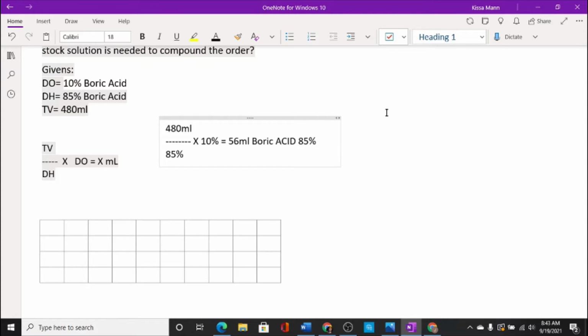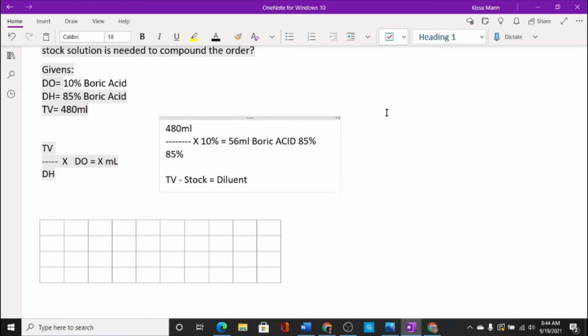Now to determine how much diluent is needed, because we need to determine how much stock solution and how much diluent is needed. So we've already determined we need 56 milliliters of stock solution, 85% boric acid. Now we need to determine how much diluent we need. We then take the formula total volume minus stock solution equals diluent. There's another phrase in your text and your study materials, places instead of stock solution.